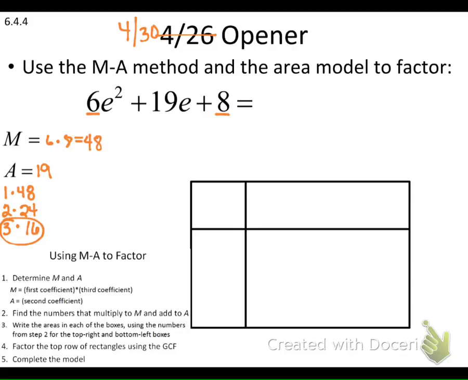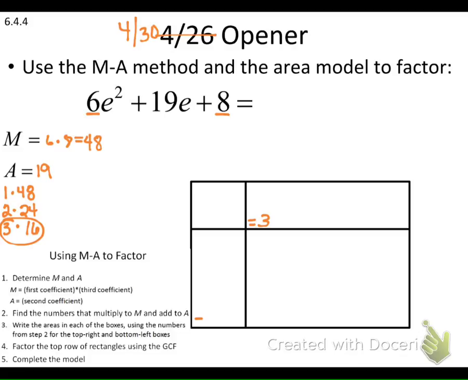Okay? Now I'm ready to write the areas in each of the boxes using the numbers from step 2 for the top right and bottom left boxes. It does not matter if you use your 3 here and your 16 there, or if you put your 16 here and your 3 here. The only thing is your final answer will just be flipped. But it's fine because your answer will still be right as long as you did the other steps. So I'm going to go ahead and put my 3 in the upper right and my 16 in the bottom left.